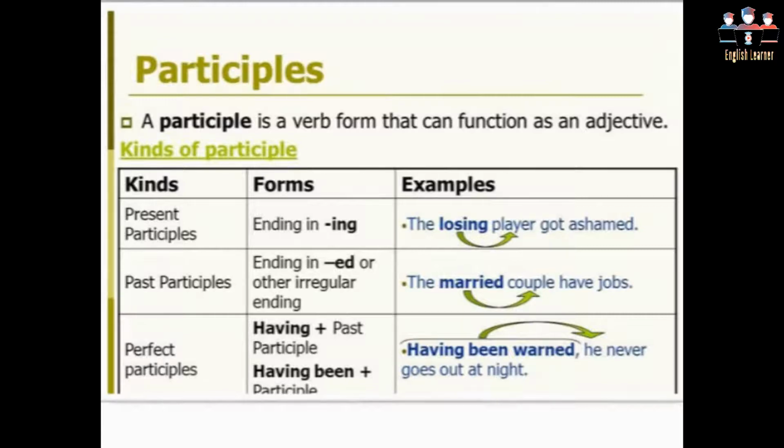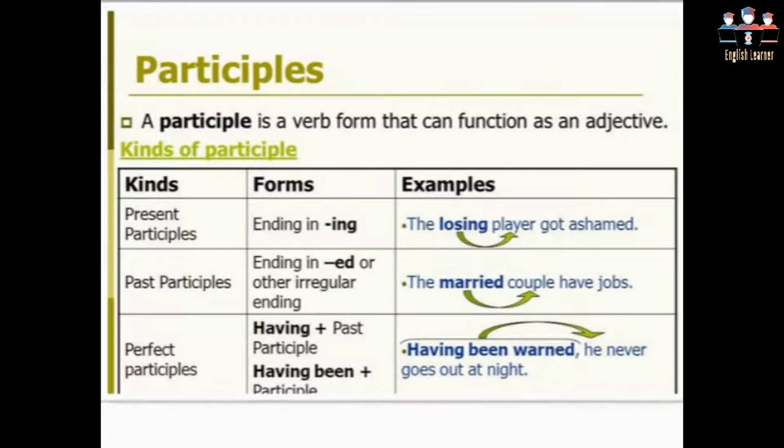The next kind is the past participle. Past participles are formed by placing ed at the end of regular verbs, or by using irregular forms. Example: The married couple have jobs. In this example, married is acting like a past participle, and it is enhancing the meaning of couple. So it is an adjective in this example.